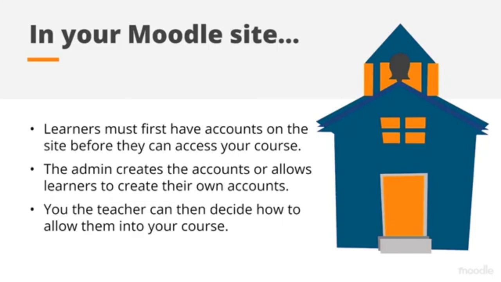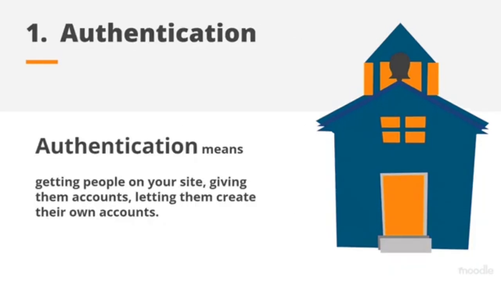It's the admin who creates the accounts or allows learners to create their own accounts. And then you, the teacher, can decide how to allow them into your course. So we're looking at two things here. The first is called authentication. It's useful to know these key terms in case you have any problems and you need to contact a support help desk. Authentication means getting people onto your site, giving them accounts, letting them create their own accounts. That's what the admin does.